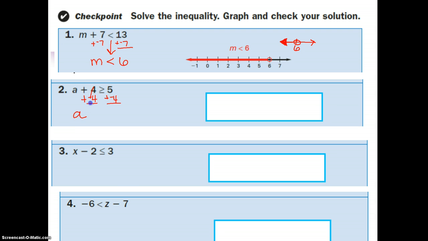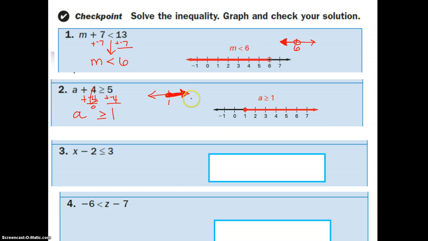Number 2, we add the opposite, which is a negative. This crosses out, it's 0. Bring down the inequality symbol. This is 1. Okay, I'm going to show you this time how I graph it. I just put down the 1. It's closed. A is greater. Greater is going right. Let's check. That is true. Okay, I don't need you to put all these numbers down unless you want to.